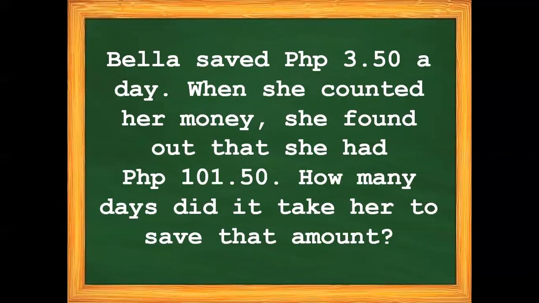Again, Bella saved 3 pesos and 50 centavos a day. When she counted her money, she found out that she had 101 pesos and 50 centavos. How many days did it take her to save that amount?